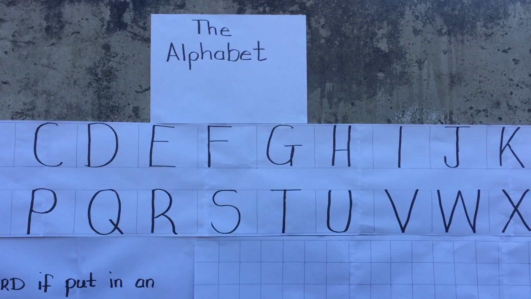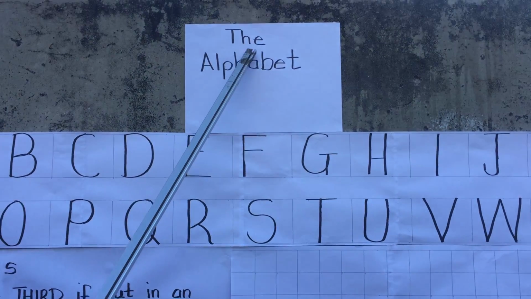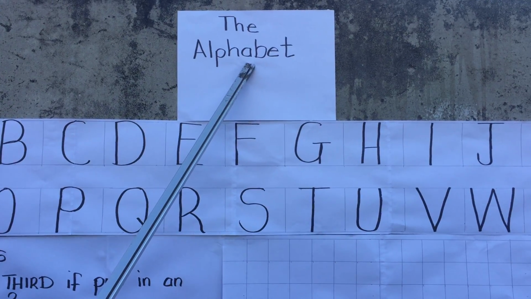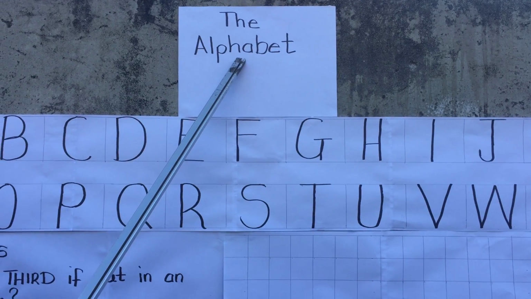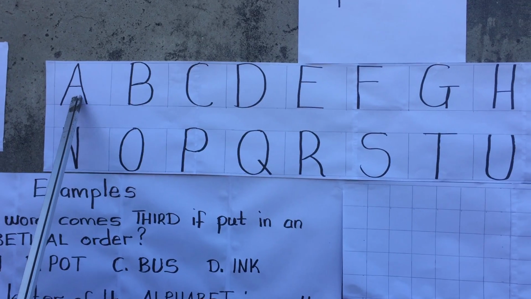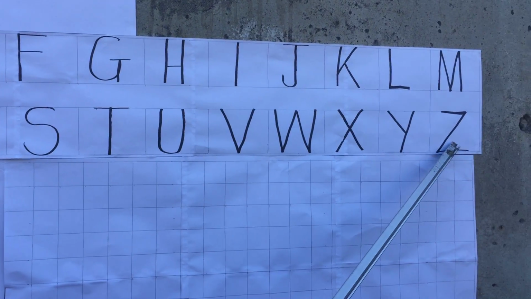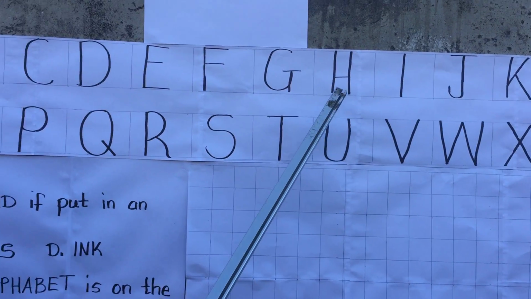Today's topic, it's under special paper 1, and this is the alphabet. Now for the alphabet, you need to know the letters from letter A running up until you get to letter Z. You need to know this.